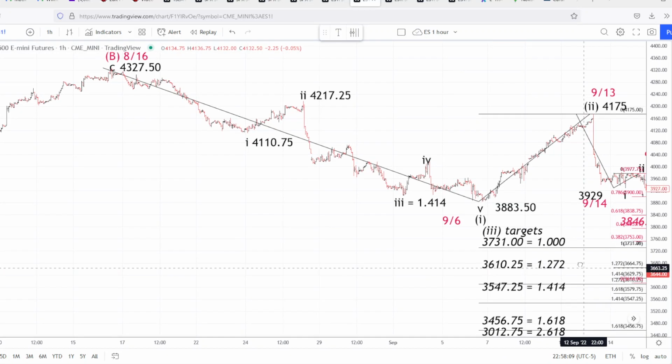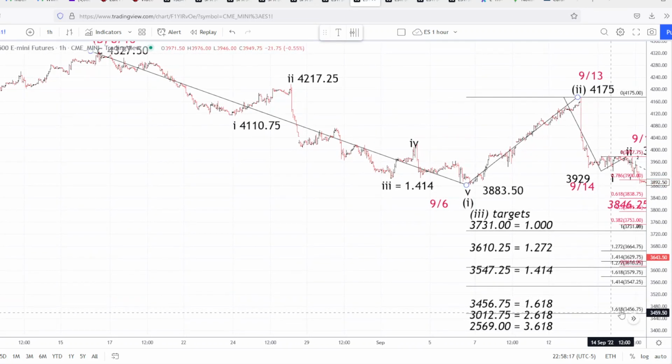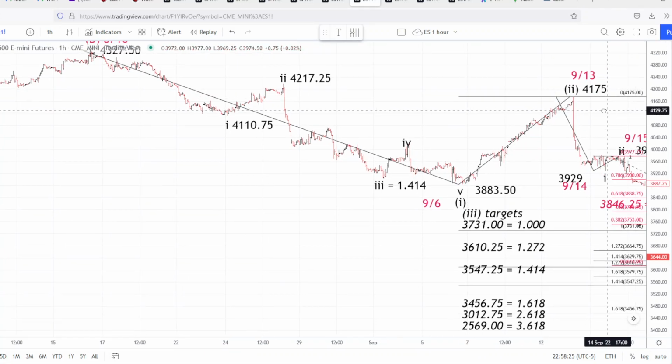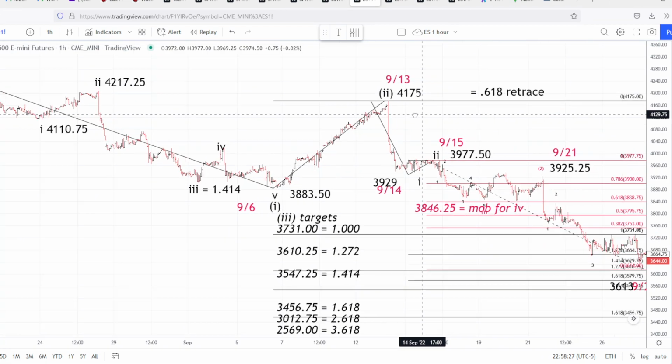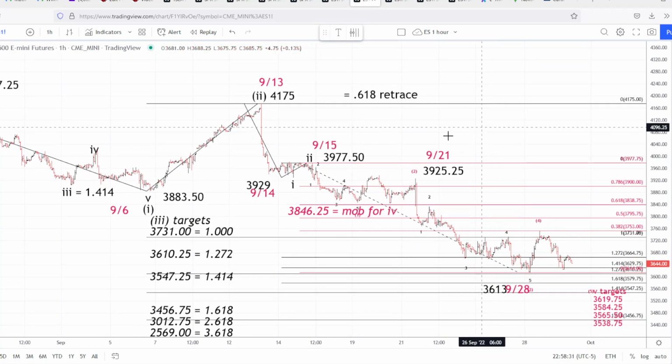37.31. I won't bore you with the 272 and the 414, but then the 1618 is 34.56. And those are here. There's the 34.56 right there. Okay, so from the B wave high, we've got 1 in parentheses down, 2 in parentheses up. Now we're looking at 3 down, and within 3 down, that's why I'm dragging this out, we've got at least 2 more degrees of trend.